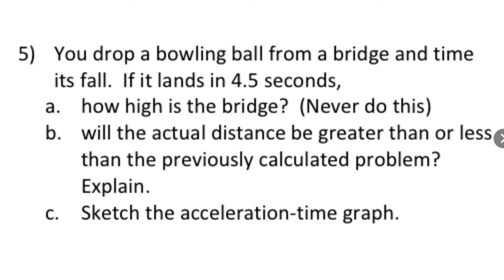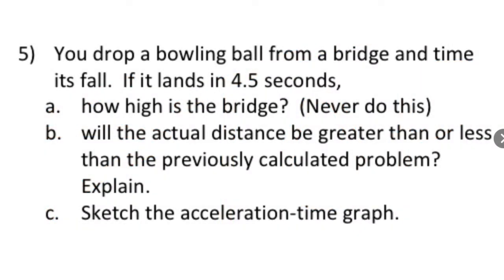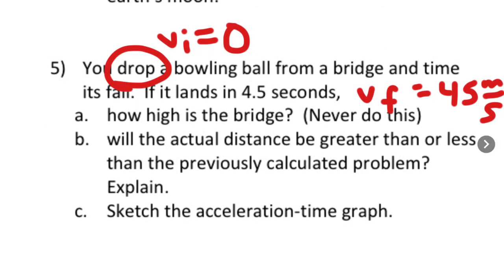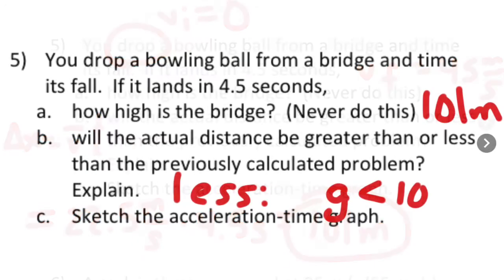New problem. You drop a bowling ball from a bridge. Not a good idea. But you time it. Lands in 4.5 seconds. How high is the bridge? How high is the distance or displacement? So you need the average velocity. It goes from 0 to 45 in 4.5 seconds. Multiply the average times the total time and you get 101 meters. In reality, air friction will decrease the acceleration, and so in that time of 4.5 seconds, it'll go less distance.